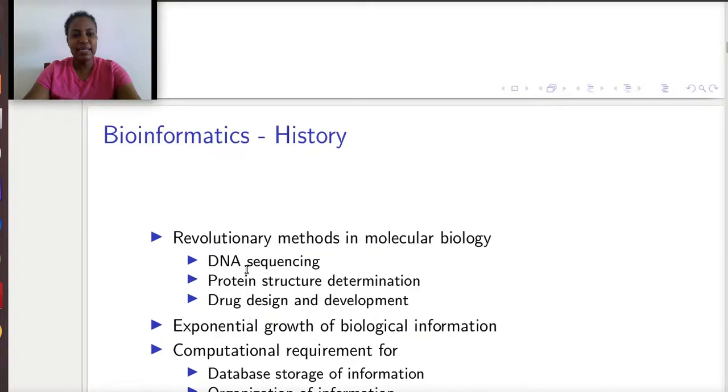So why has bioinformatics become a hot cake? Why has it become a buzzword? It's mainly because of highly revolutionary molecular biology methods for DNA sequencing and protein structure determination, drug design and development. Now, all this happens not in the wet lab, but in the dry lab. When we say dry lab, it means using data. So a lot of this work currently happens using computational tools.